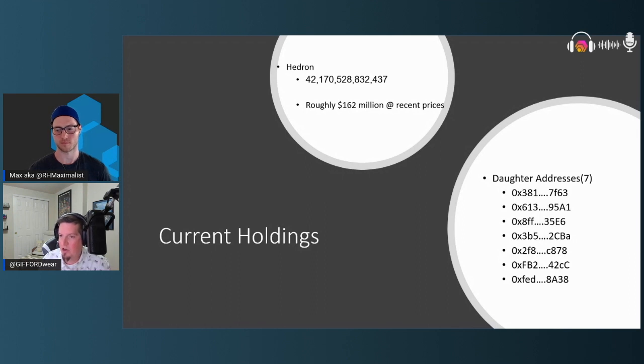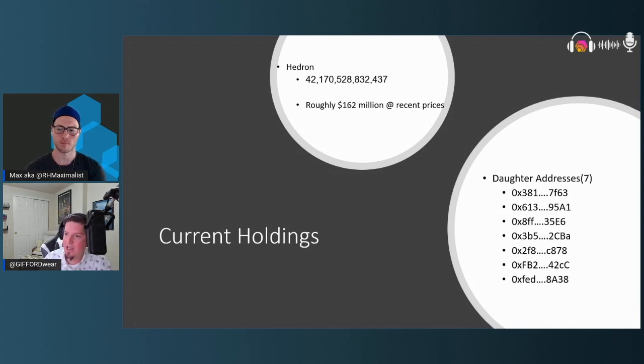The only thing to really know about those 7 is they each received 100 billion Hedron at the beginning. So far, 5 of the 7 are completely dormant. They haven't done anything. The 100 billion is just chilling there. The other 2 have strategically come in and out of the market, providing liquidity for Hedron to help support it in certain areas.